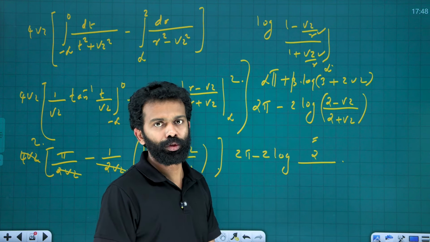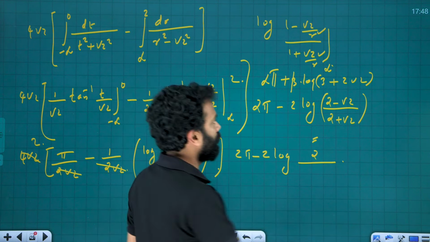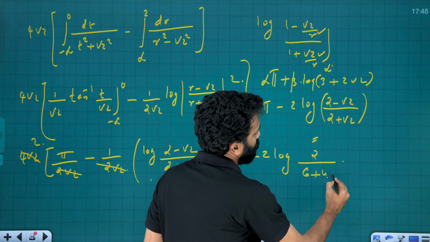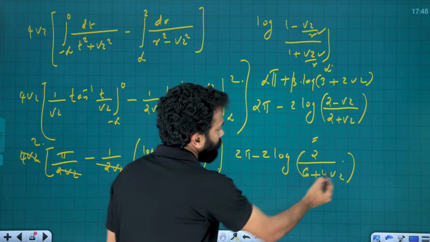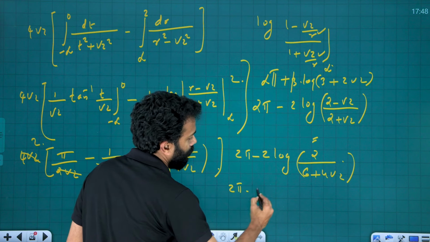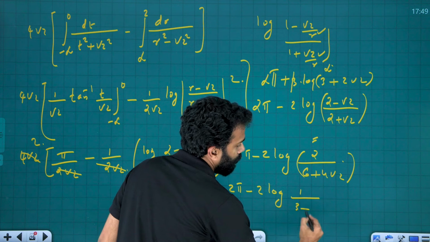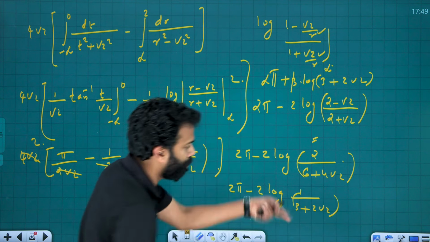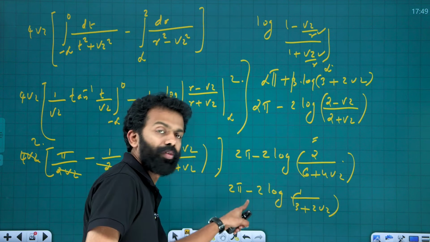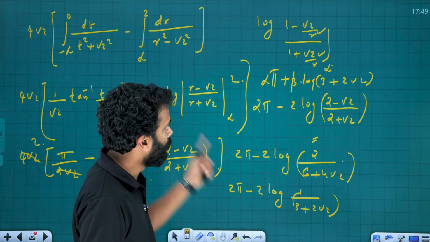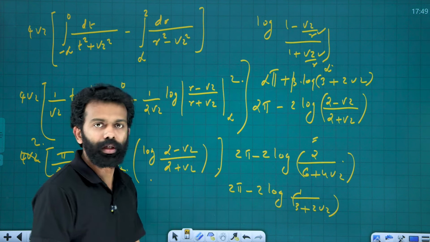What is 2 plus root 2 whole square? That is 4 plus 2, that is 6, 6 plus 4 root 2. Okay, this got cancelled and 2 pi minus 2 into log, this will be 1 by 3 plus 2 root 2, and if you flip it, there is a minus and that minus will come over here and it becomes plus 2. Okay, therefore alpha is equal to 2 and beta is equal to what?